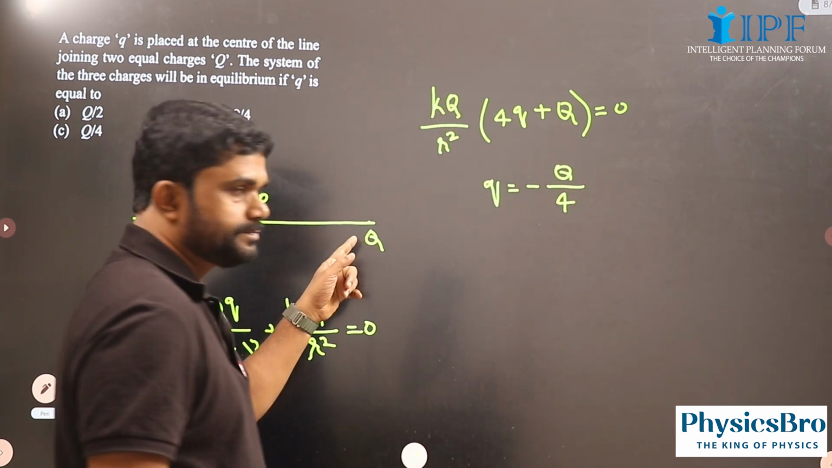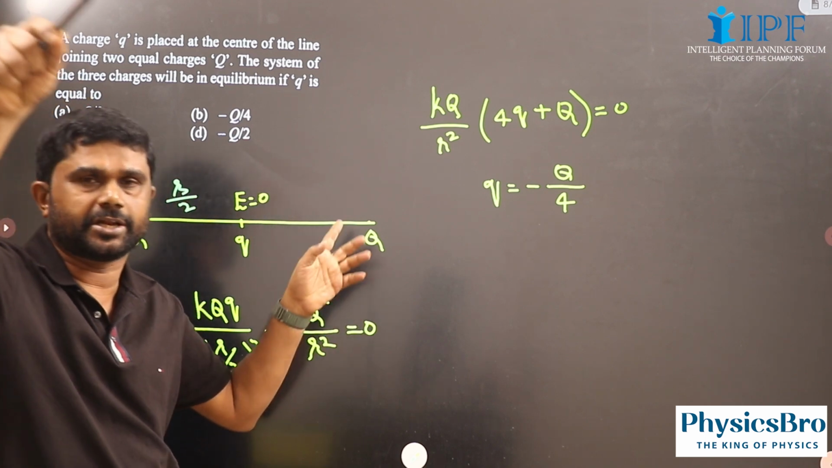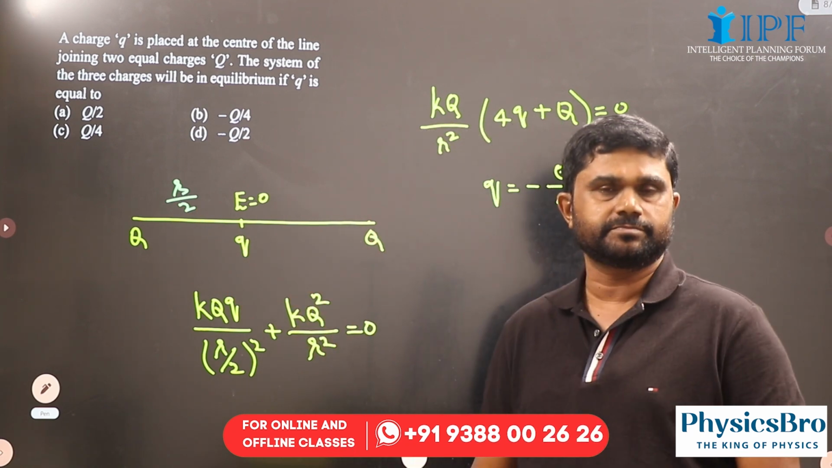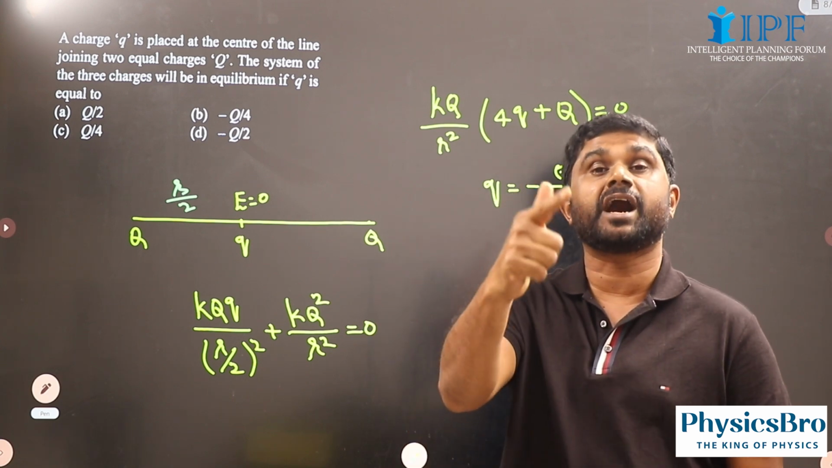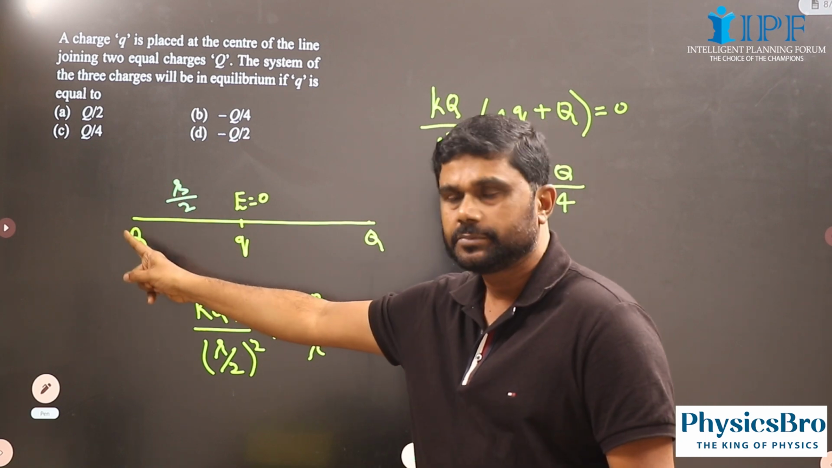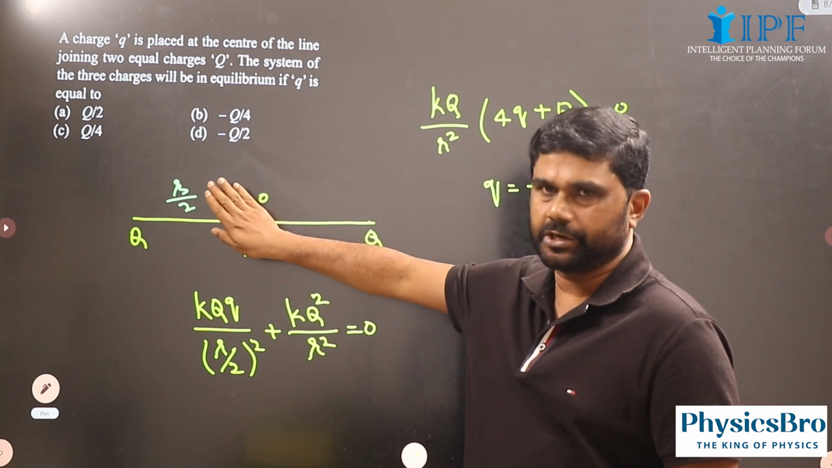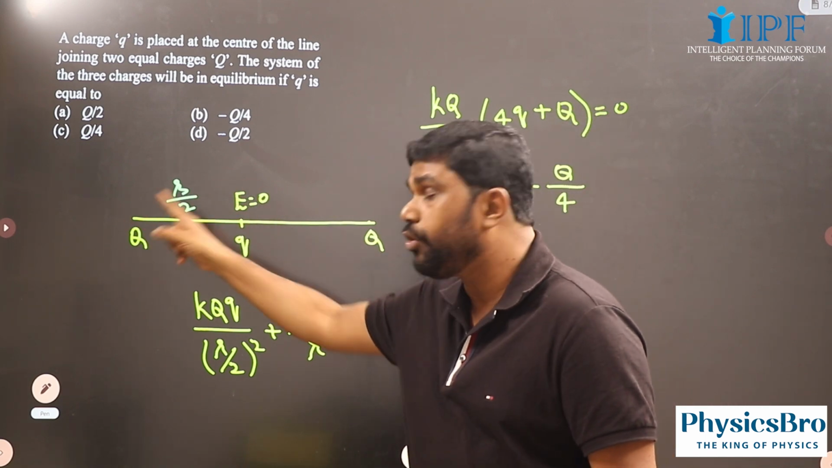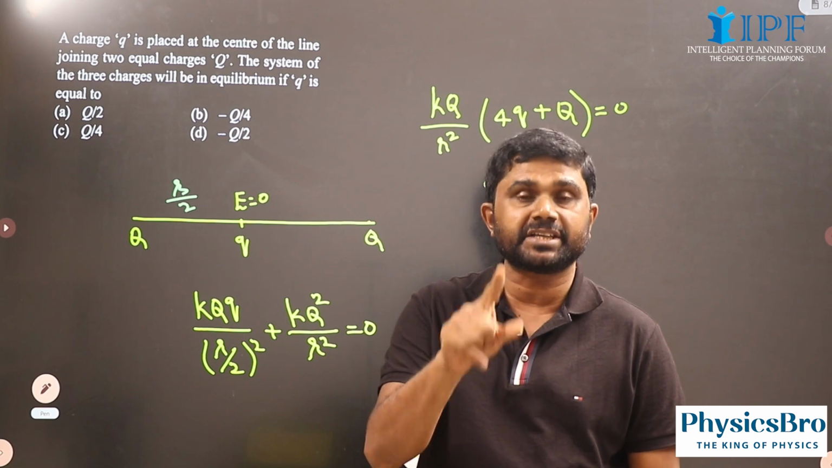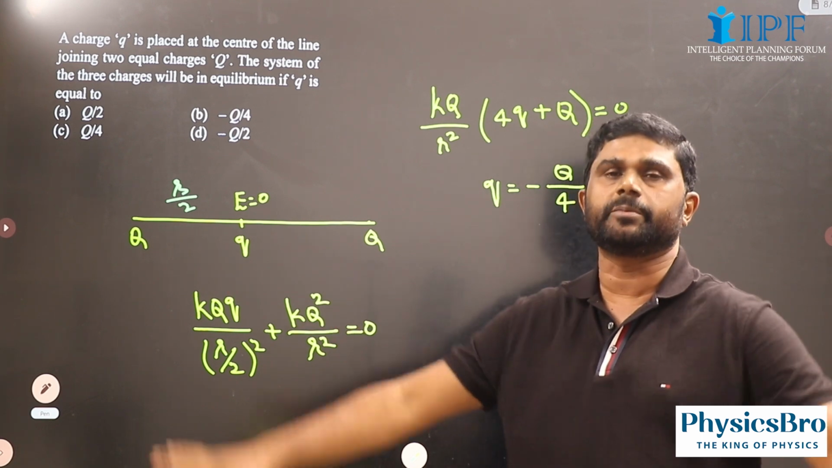Now what about this other capital Q? This is at a distance r by 2 from small q and at r from a similar charge capital Q. What does it mean? Both these charges are under similar conditions. Means if one is in equilibrium, the other also will be in equilibrium. The small q is always in equilibrium. If any one of these two is also in equilibrium, then the whole system will be in equilibrium. So we have to find the condition for the equilibrium of any one of these two charges. Then the whole system will be in equilibrium.